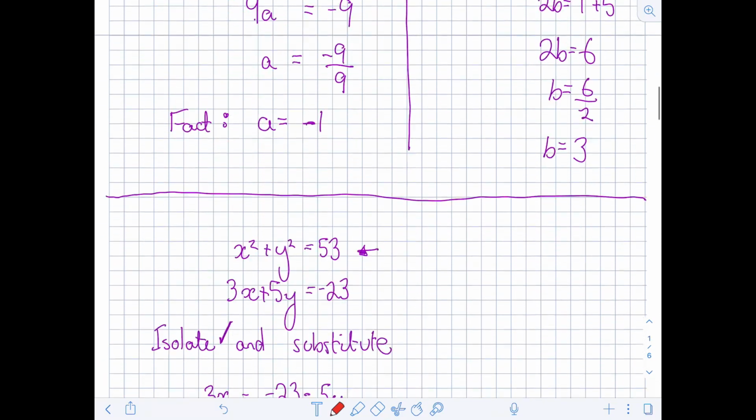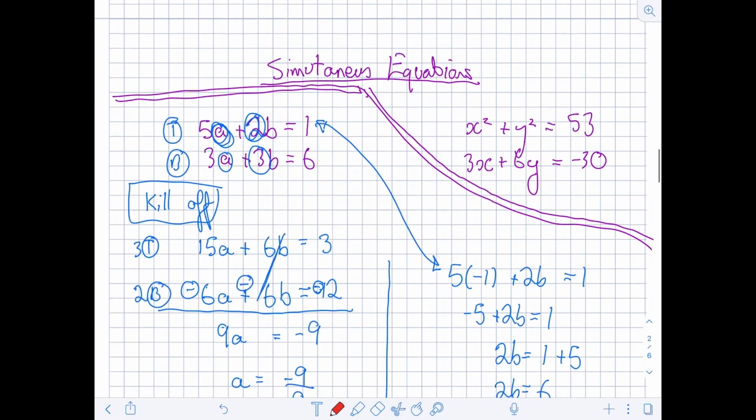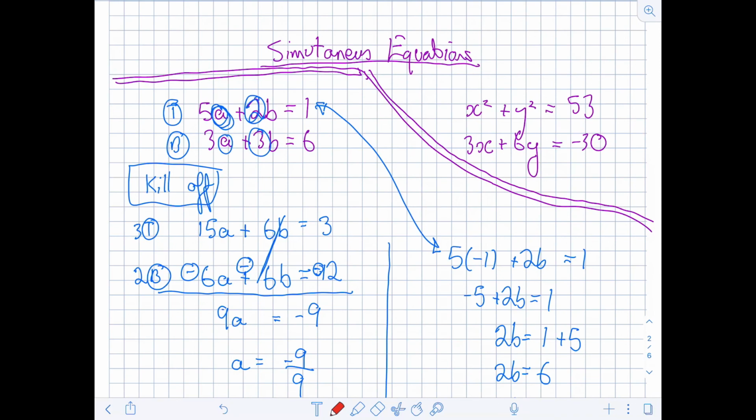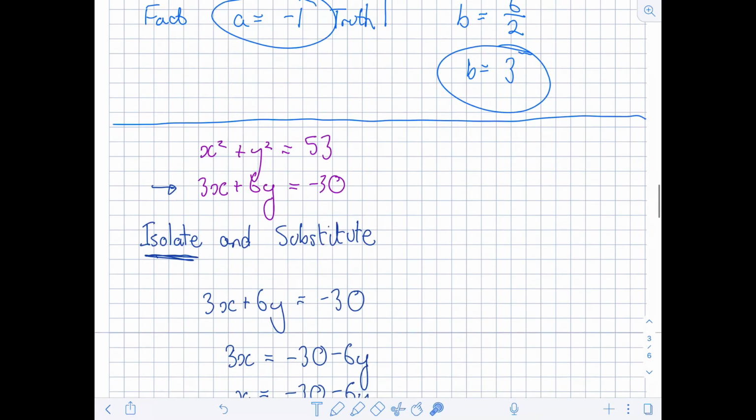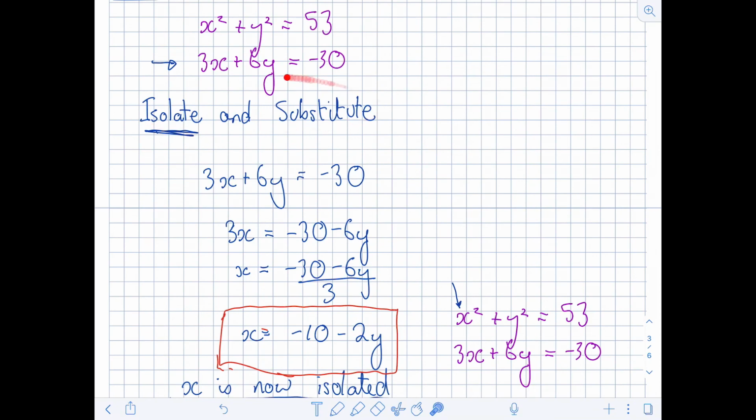Let's go back to the very top. Where did we start? Here we go. When we have simultaneous equations, we have two different types: ones with squares or ones with no squares. When it's no squares, we kill off. When it's squares, we have to isolate and substitute. So that's how to solve simultaneous equations.